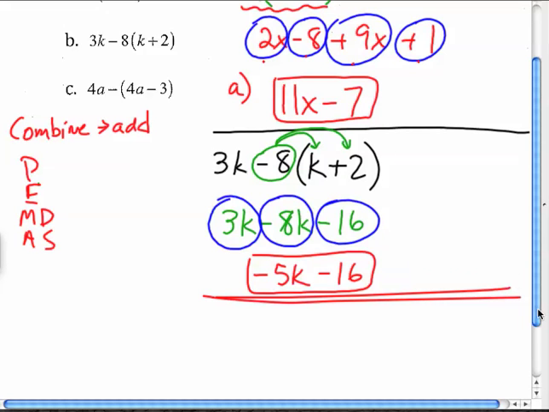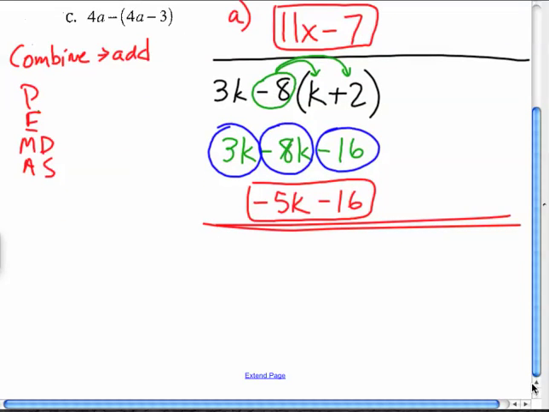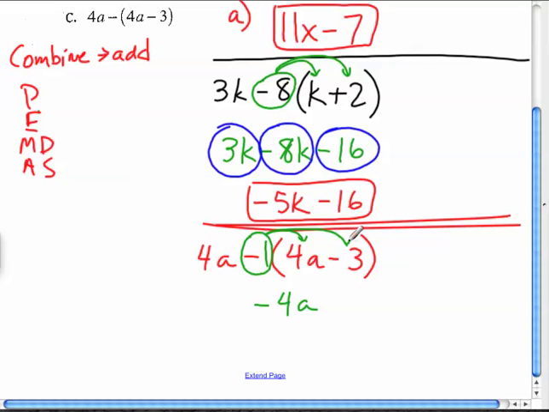Now let's look at C, the last one here. It says 4a minus parentheses 4a minus 3. Like I told you, mathematicians are super lazy. Anytime there's a minus in front of parentheses like that, it's a minus 1. And anytime I have a number in front of parentheses, that means I need to multiply, and I always multiply before I combine like terms. So negative 1 times 4a is negative 4a. Negative 1 times negative 3 is positive 3. And then I bring down the 4a here.